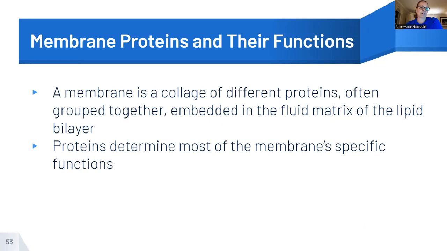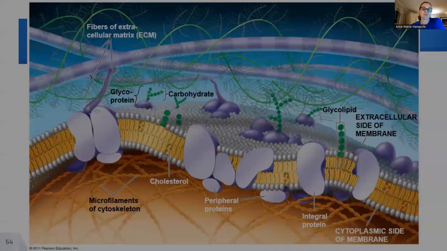And then, of course, with the phospholipid bilayer, we also have membrane proteins embedded in it. So again, that fluid mosaic model with those proteins. And they're going to have lots of different functions for all of those membrane proteins. So it's going to be a collage of different proteins that are embedded in that matrix. And that will help with the different functions for that particular cell. So the membrane proteins will kind of determine the membrane's specific functions.